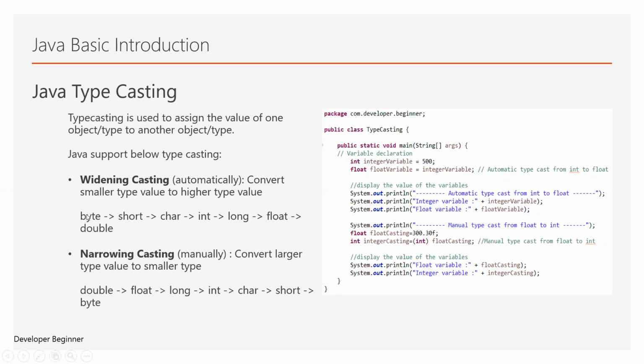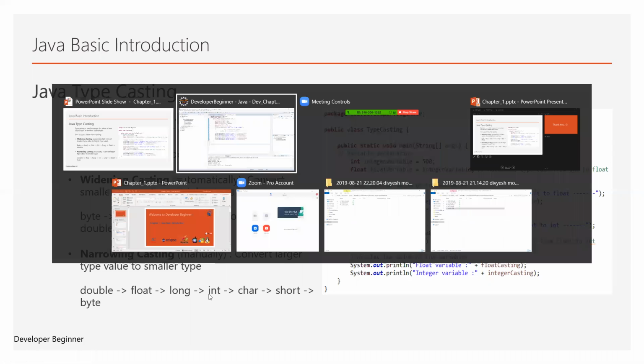As you can see, a byte is automatically cast to short, then to char. So if I am assigning any byte value to an integer, it will automatically take it, and it will not ask you to cast that variable additionally. But if I am assigning a higher value, like the double value here, to an integer, then I need to cast that variable manually. Let's see the program to understand more.